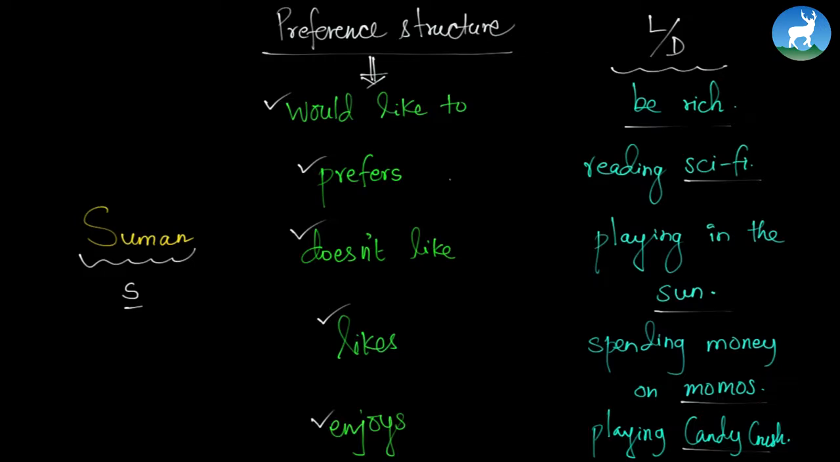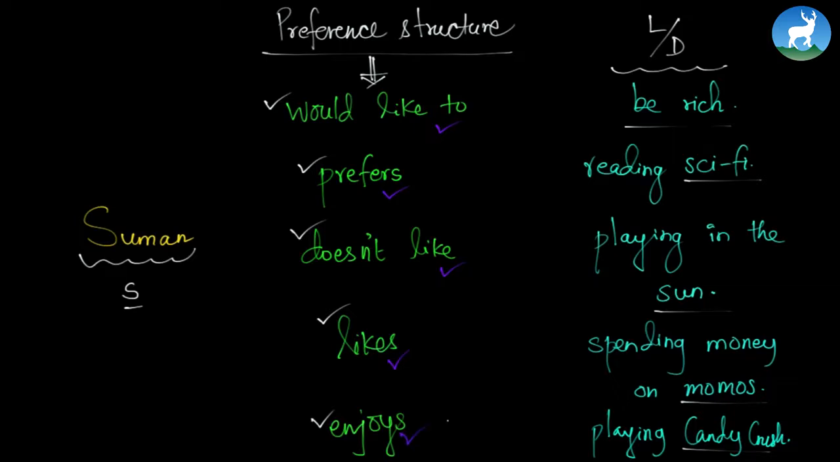What are they? Let's just revise. The first one is called would like to. I would like to do something. The second is prefers. I prefer something. I prefer tea to coffee. That is my preference. The third one is called doesn't like. I do not like playing football. I like playing volleyball. So that is your liking. And the next one is likes. I like momo. I do not like chow mein. So that's your liking, degree of likelihood, something like that.